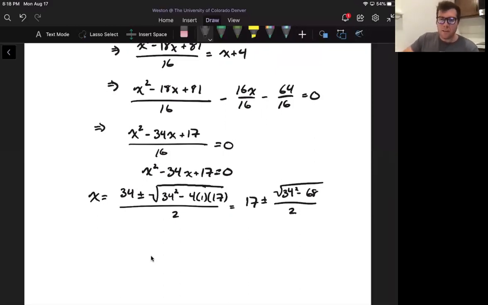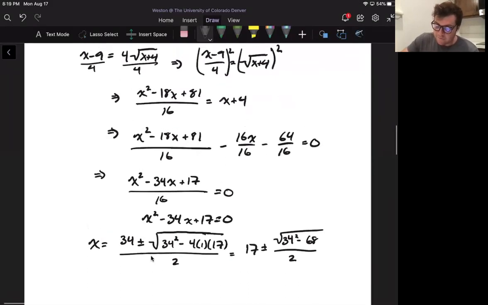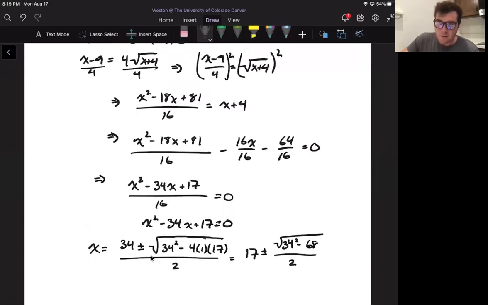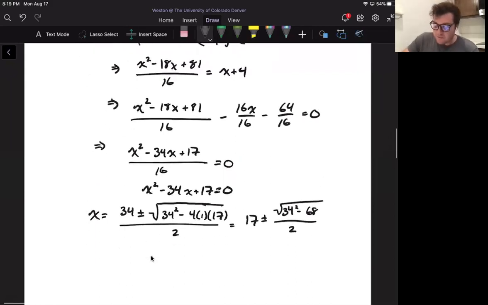And this would be a good point to pull out your calculator or just plug it back in and check to see if it works. This is, of course, kind of an ugly number, but that's okay. It still works as a solution. And that's that.